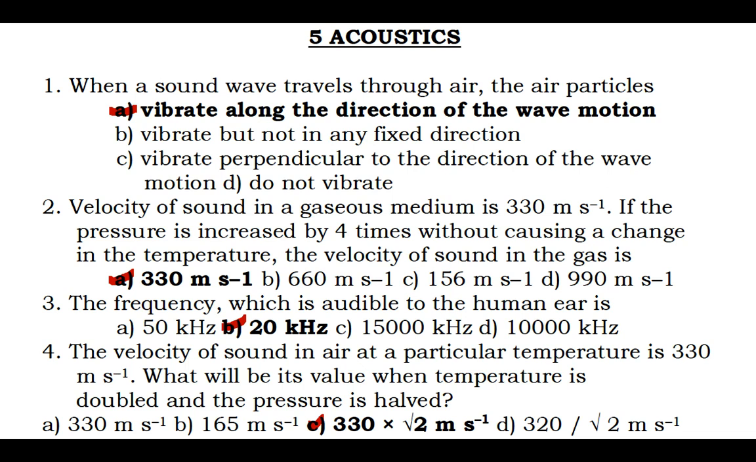Question number 3. The frequency which is audible to the human ear is option B, 20 kHz. Question number 4. The velocity of sound in air at a particular temperature is 330 meter per second. What will be its value when temperature is doubled and the pressure is halved? Option C, 330 into root 2 meter per second.